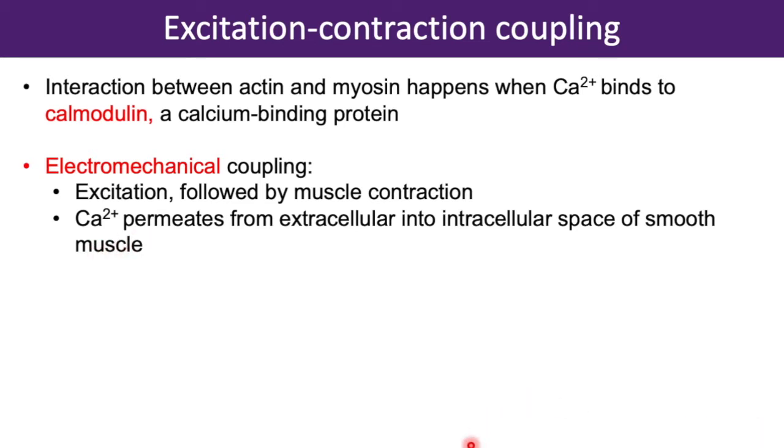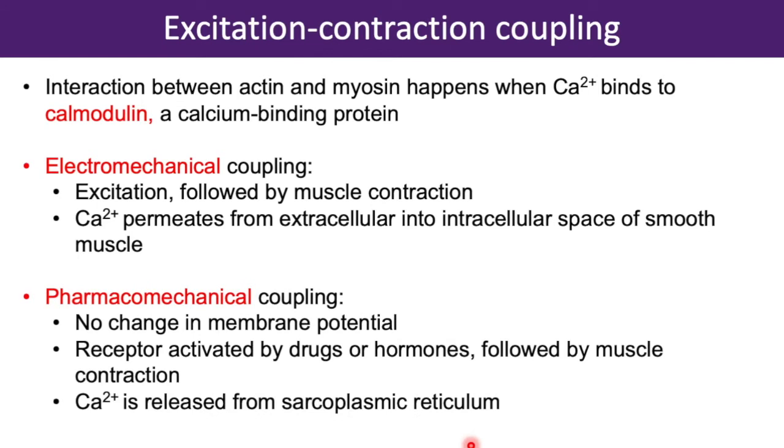There is another excitation mechanism in smooth muscle, which is pharmacomechanical coupling. In this coupling, there is no change in membrane potential. In electromechanical coupling, there are changes in membrane potential, but in pharmacomechanical coupling, there is no change in membrane potential. But instead, receptors are activated by drugs or hormones. And the source of calcium is from the sarcoplasmic reticulum.